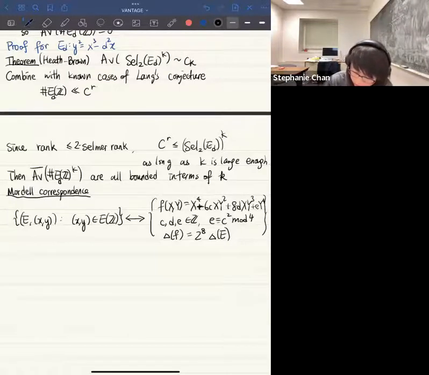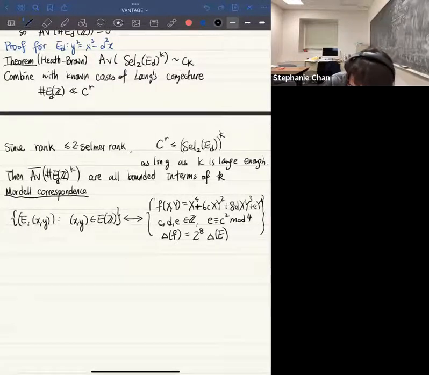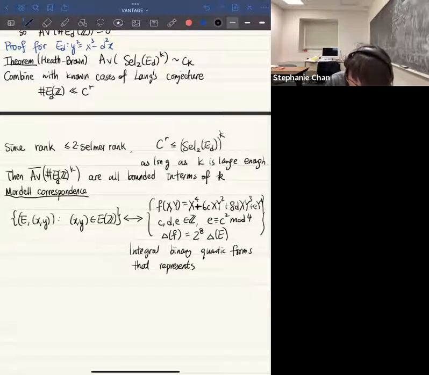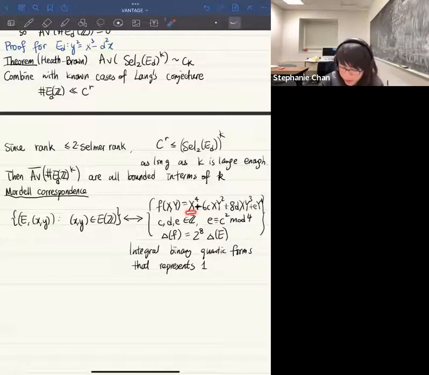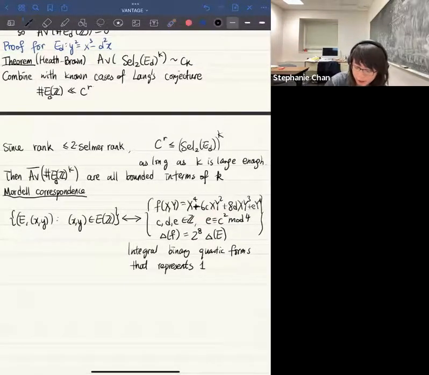We can also think of this as integral binary quartic forms that represent one. If you notice here, the leading coefficient in this specific formula is one. That means that if we plug in x equals one and y equals zero, you're just going to get one from the right-hand side. So this form is actually an integral quartic form that represents one. And also think of it in their corresponding SL2(Z) equivalence classes.